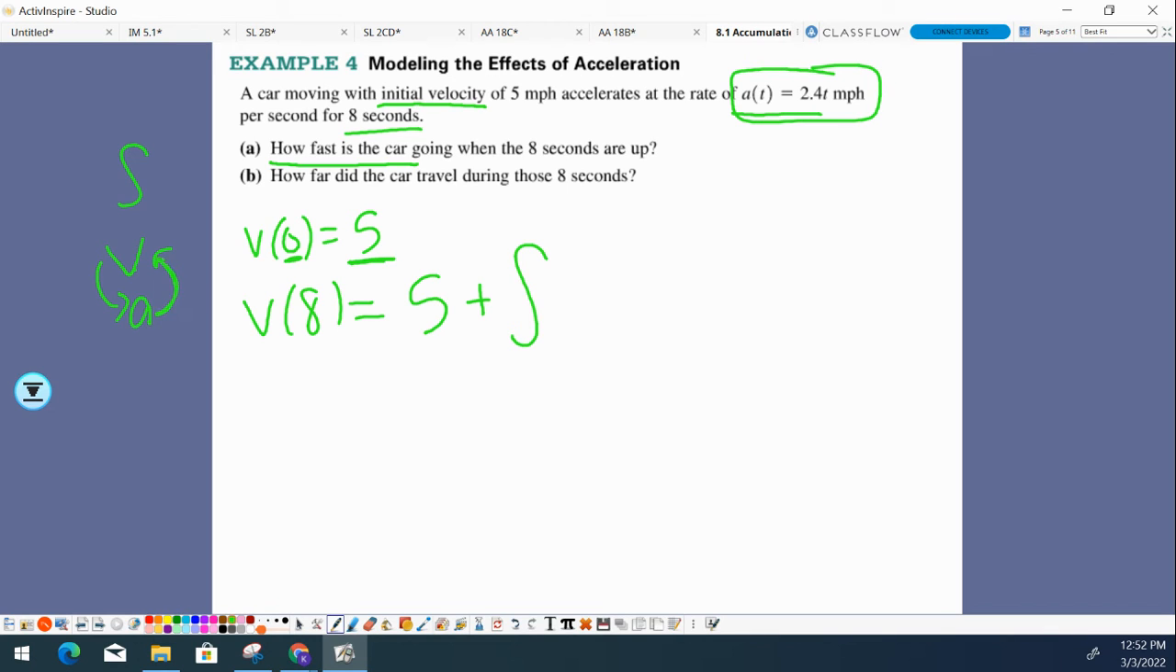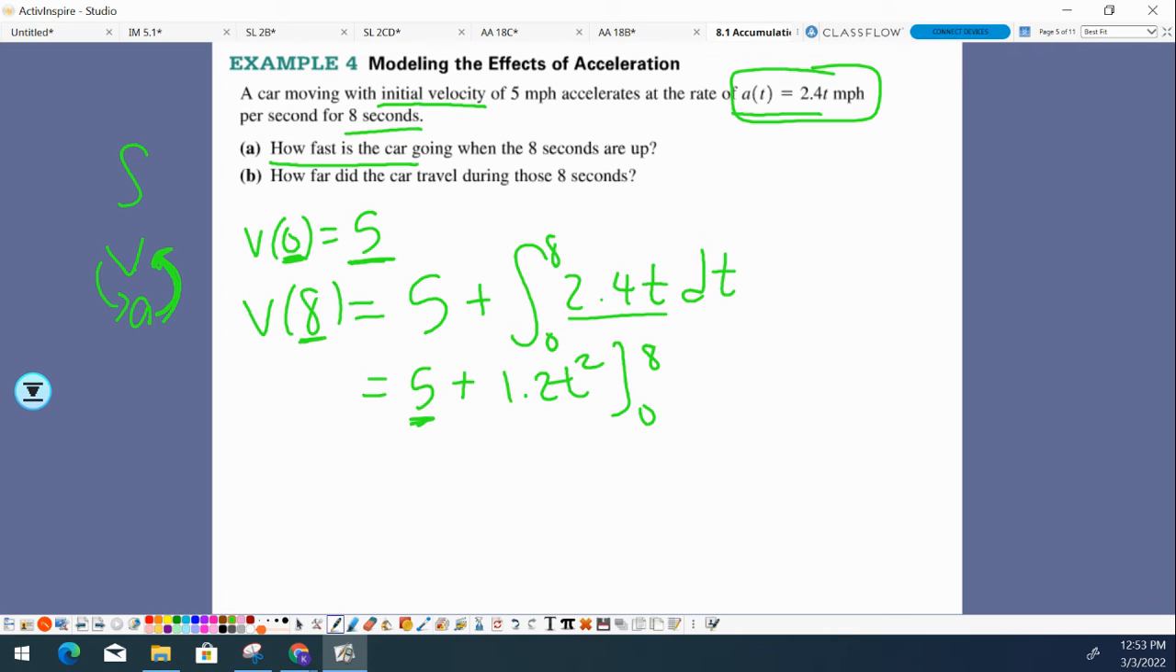So I'm going from acceleration back to velocity, the integral of 2.4t dt from 0 to 8. So we get our initial from here and our final from here. All right, so this we can actually do by hand. This one's not terrible. So this is 5 plus the antiderivative of 2.4t, which is 1.2t squared, from 0 to 8.